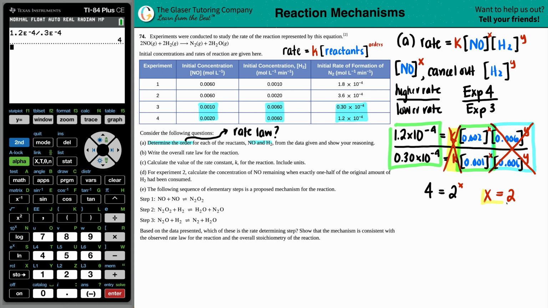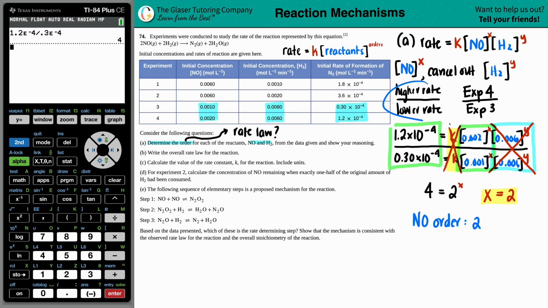Okay, so we found out 50% of the question. So determine the order for each of the reactants. So this one is for NO. So NO, and maybe we'll clean this up once we're done here. But NO, or maybe we'll just say NO's order is 2.